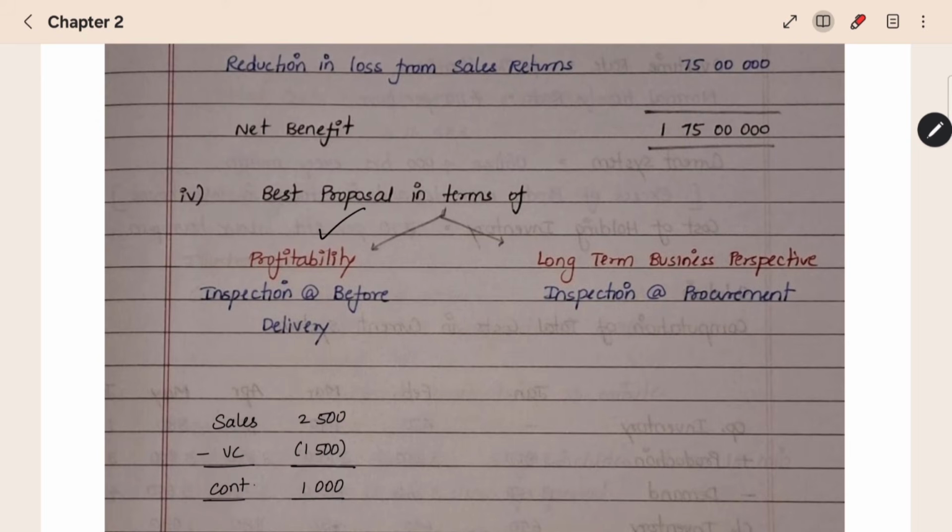But if you see the long-term business perspective, producing faulty product and then removing them is not good when compared to not producing the bad product itself. That is even better for the company. So in the long-term business perspective, inspection at procurement will be the correct thing, as it will remove the faulty production entirely. You will inspect the components at the procurement stage itself, and you will make only good quality product. That's all about this question.